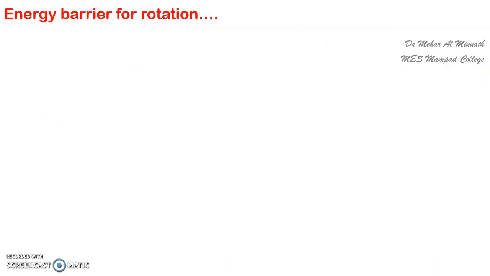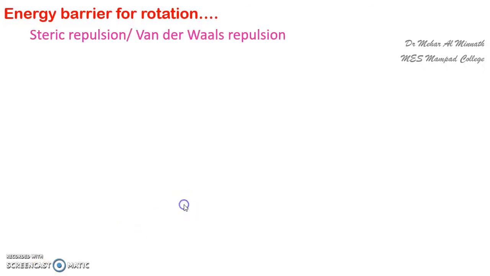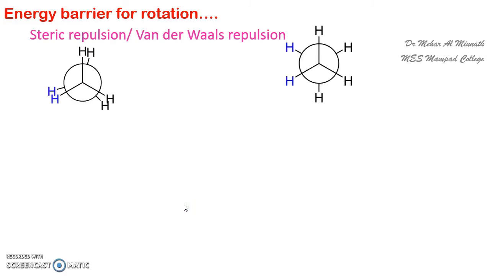Now, we'll see what steric repulsion and torsional strain are. We can explain van der Waals repulsion in this way. We have the two Newman projections for the eclipsed conformation and the staggered conformation. In the eclipsed conformation, all the hydrogen atoms are at their closest point. So there will be a van der Waals repulsion, a steric repulsion, because the atoms will be closer to each other, and the possibility of atom overlap is there.